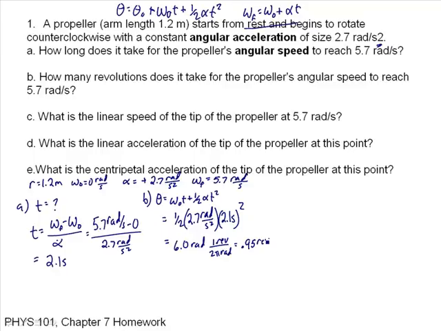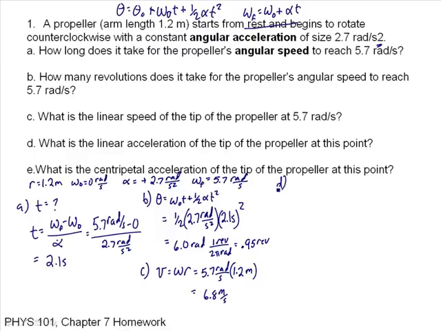Part C, what is the linear speed of the tip of the propeller? Alright, we can convert angular speed to linear speed just by multiplying by the radius. So the linear speed is equal to omega times r. The omega at that point is 5.7 radians per second, and the radius of the motion, the length of the moment arm, is 1.2 meters, and so that gives me 6.8 meters per second.